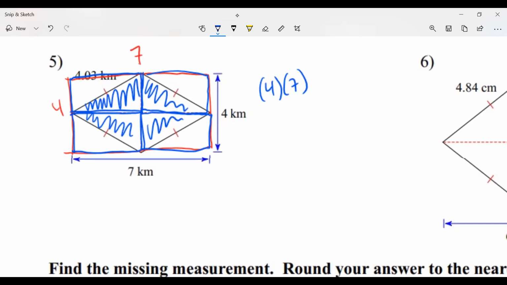So when it comes to a rhombus, I'm going to multiply my two diagonals. And then I'm going to divide this by 2. Okay. Use a calculator if you need to. 4 times 7 divided by 2, it gives me 14. So when I have a rhombus, again, I multiply the diagonals and then divide it by 2.